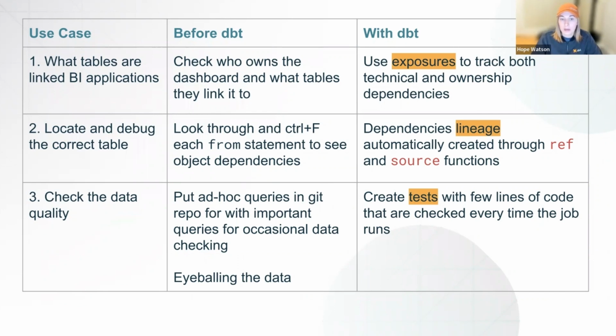So before dbt, I would Control F, and I'd find the from statement and then the table that I was attached to understand which tables were dependent on each other. With dbt, I use the dependencies lineage that's automatically created through the reference and source functions. The third thing is when I want to check the quality of data, I used to have an ad hoc Git repository that had a bunch of important queries in it, and I would run those and then eyeball the data. So this was manually running the data and manually checking the data. Instead, with dbt, we can create tests with a few lines of code that are checked every single time the job is run.